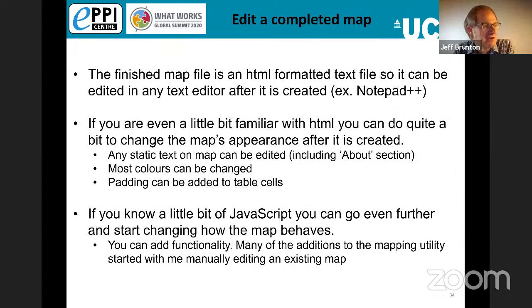After this, I'm just going to talk a little bit about the map file itself. The finished map file is an HTML formatted text file, so you can edit it in any text editor after it's been created. So once you have a map ready, and maybe you have it up on your website, and then you think, oh, actually, I've spelt this part wrong, or I've done something here wrong. Because it's actually just a text file, you could just open it with a text editor and start changing the text you see on the screen itself. So any static text you see on the map can be edited. You just open it up in the text editor, do a little search for that bit of text, go in and change it, save it, and that actually changes the map.